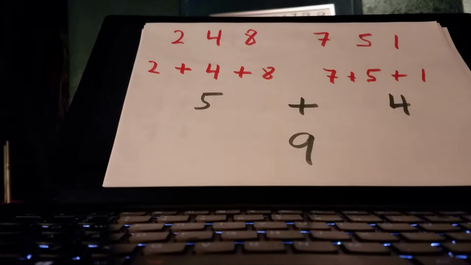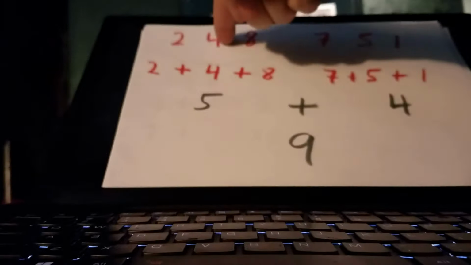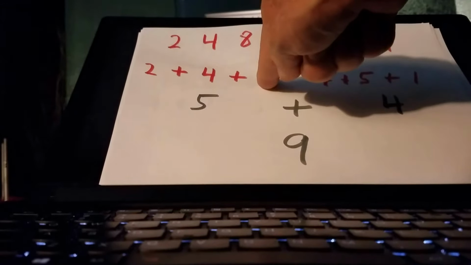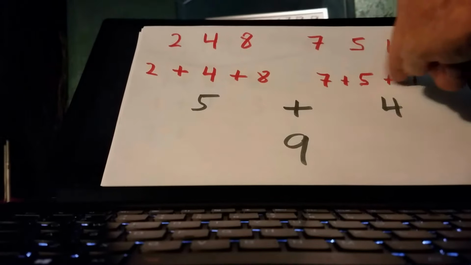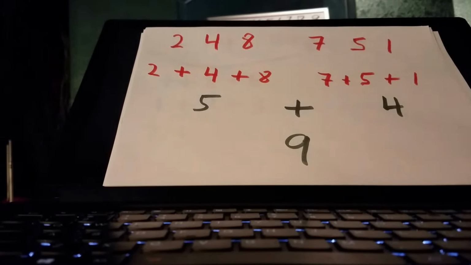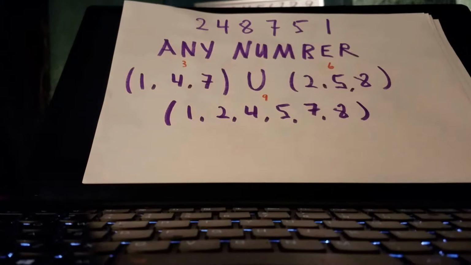In this, if I add 2 plus 4 plus 8, I get 14, and 1 and 4 is a 5. If I add 7 plus 5 plus 1, we get 13, that's a 4, and 5 plus 4 equals a 9. And here I just show it like that.